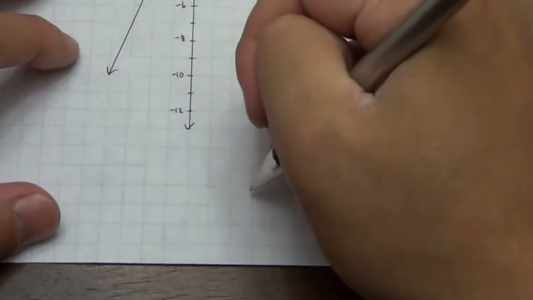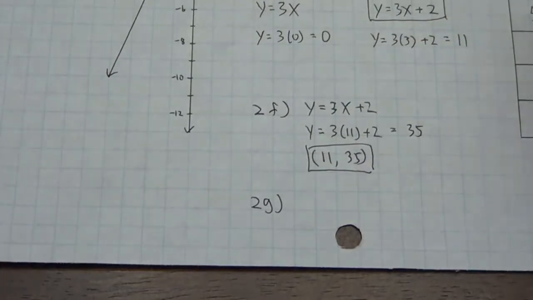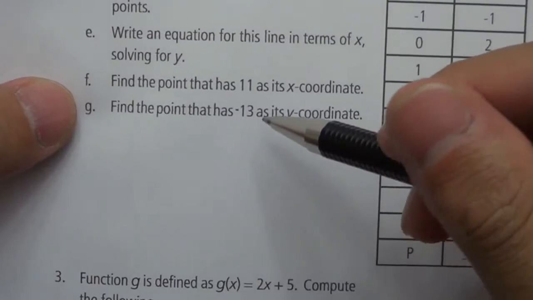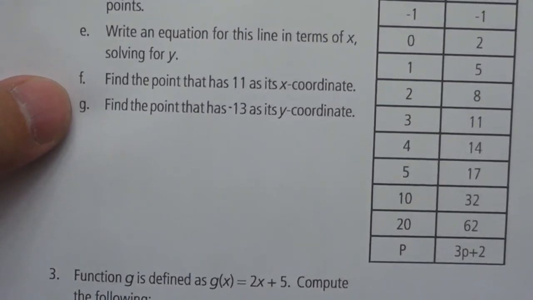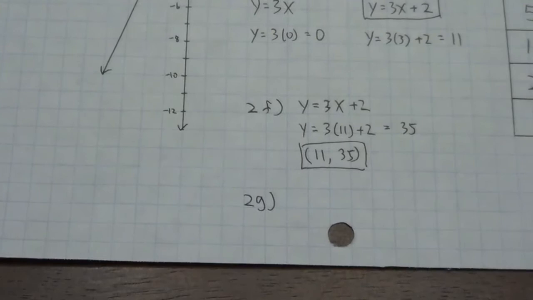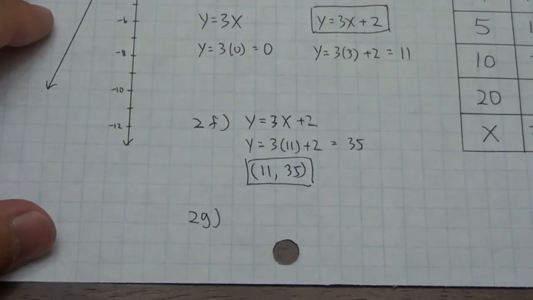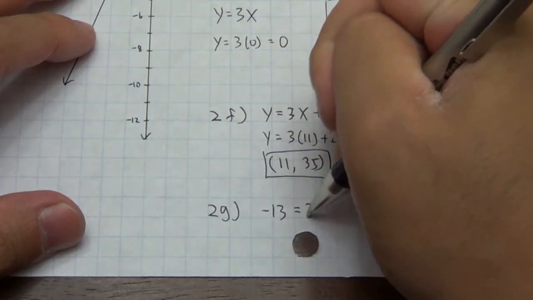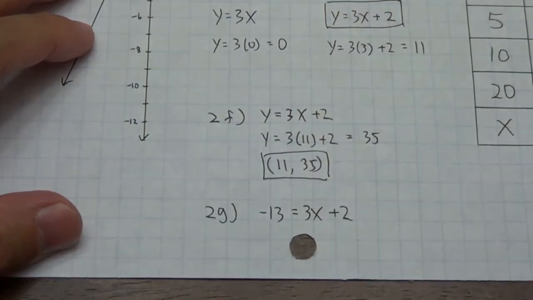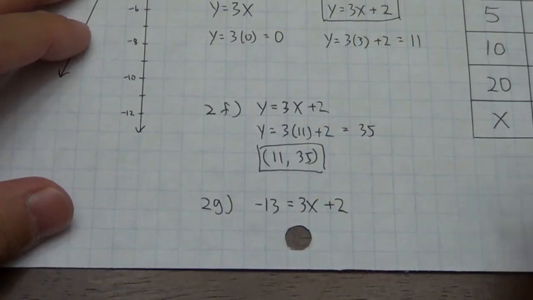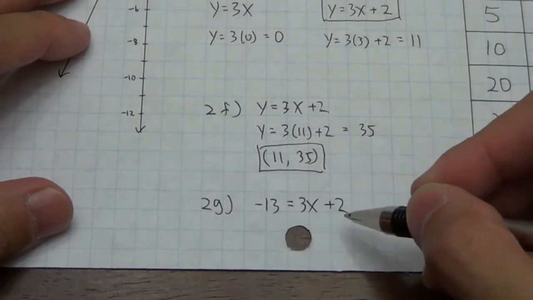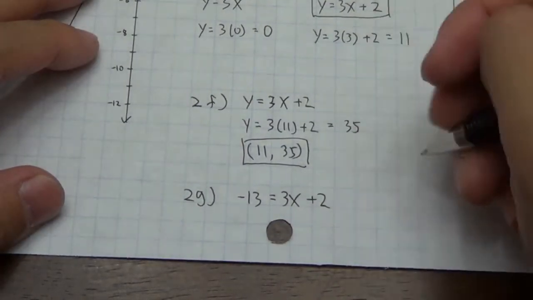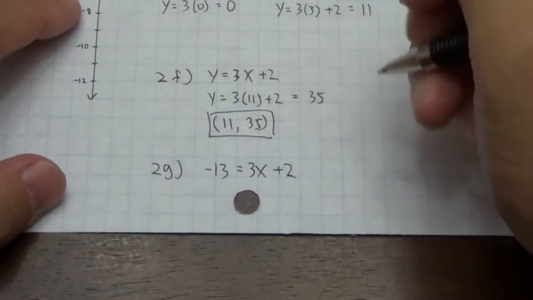All right. And 2G is kind of the opposite. It's going to give us the y coordinate, and it wants us to find the x coordinate to complete the point. So this would be a situation where we solve for x. So y equals -13. What would x be if we have that? The first thing we've got to do is subtract 2 from both sides, because we want to eventually isolate x to solve for x.